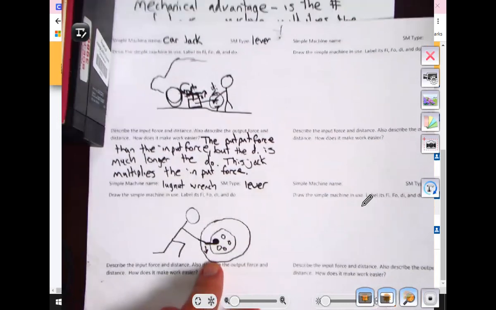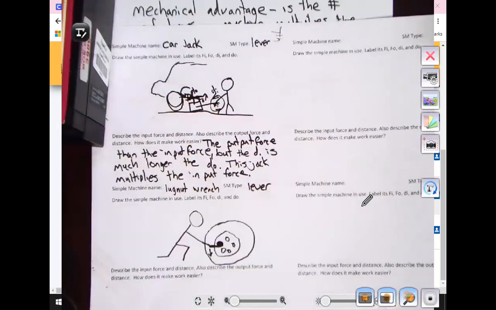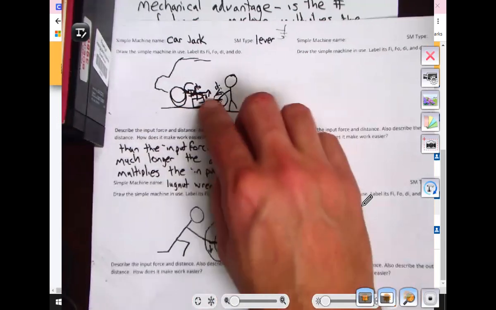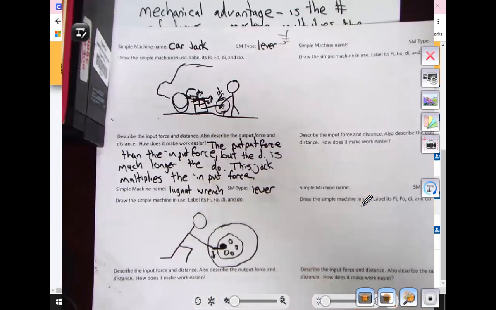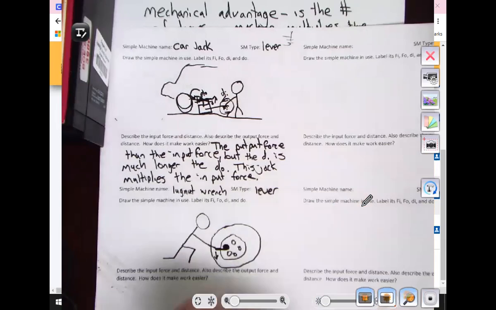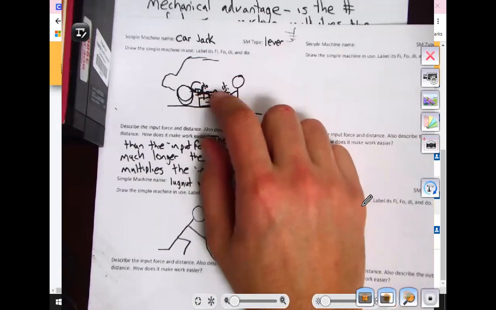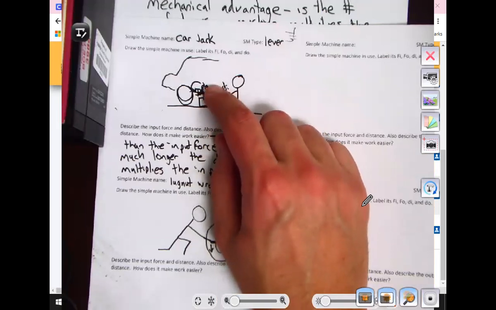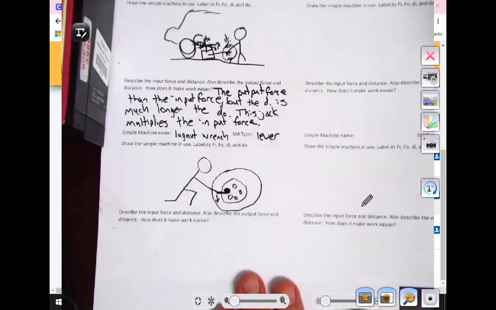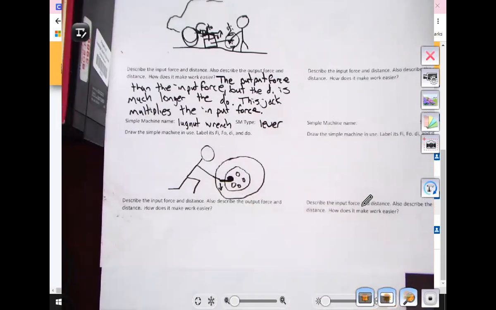You can see how I did the last one. The FO was pushing up on the car. The FI was where he was cranking the jack. The DI was his circular motion of how he was doing that motion. And the distance it lifts the car up is the DO. That's what you're doing right here. You're going to do that for 1 minute.